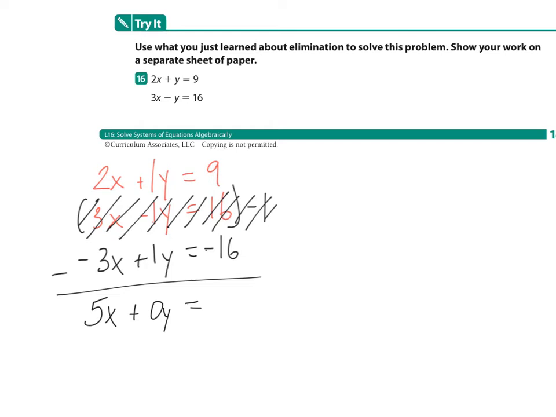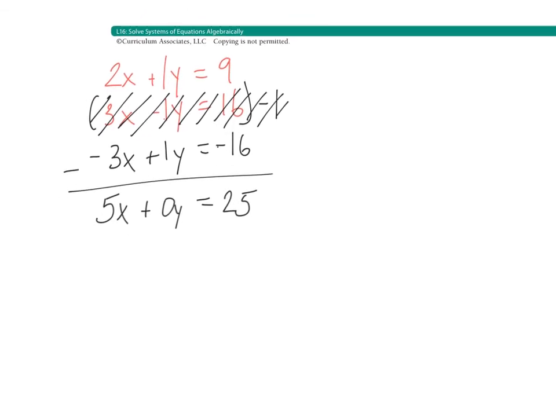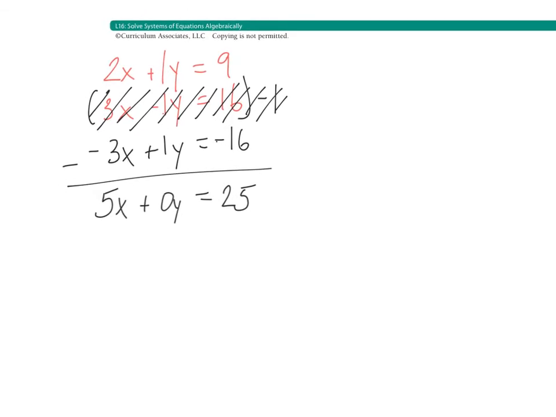9 minus negative 16. Again, a double negative. So that's really 9 plus 16. 25. Okay, so let's get a little bit of room here. So really this looks like 5x equals 25. Solving for x means divide both sides by 5. And we're halfway there. So x is 5.